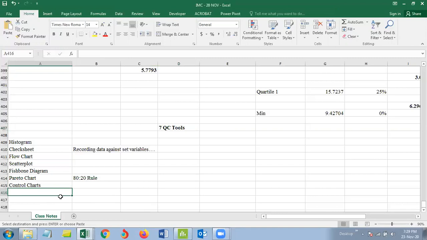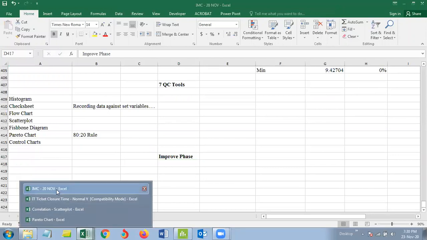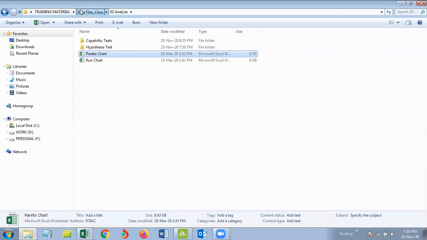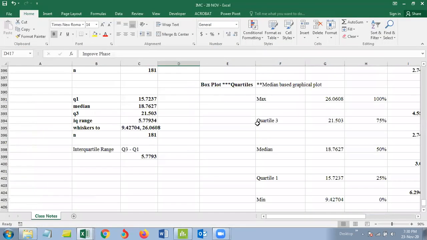Now from the analyze perspective, are we all good with the analyze phase? Because next we will get into the other one, which is the improve phase. Is it okay with everyone? I would request you to please just confirm in case we are good with it. We shall move forward. Yes, sir. Okay. I guess most of us are already back here.